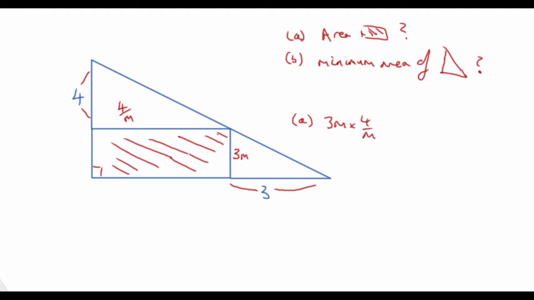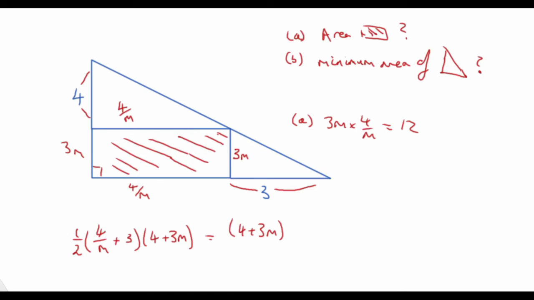Okay, so we can answer A and say that the area of our rectangle is 3m times 4 over m, which is 12. And now for part B, we can see that the area of this triangle is going to be 4 over m plus 3 as the base, times 4 plus 3m as the height of the big triangle, all times a half. So half times base times height. And tidying that up a little, I get (4 + 3m)² over 2m. And I'm going to call that function capital A.